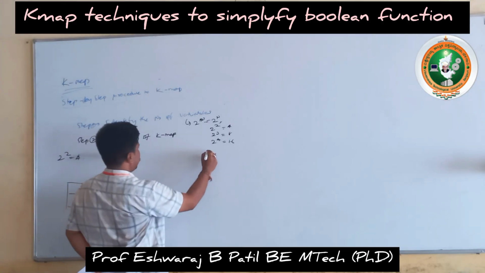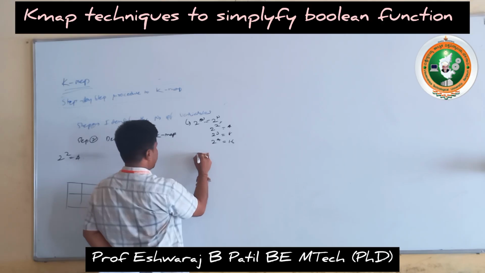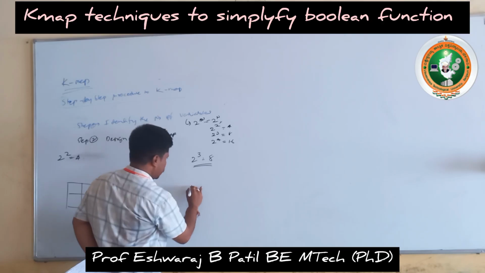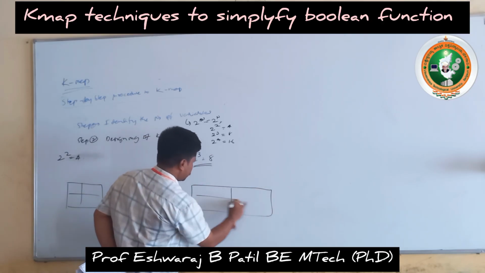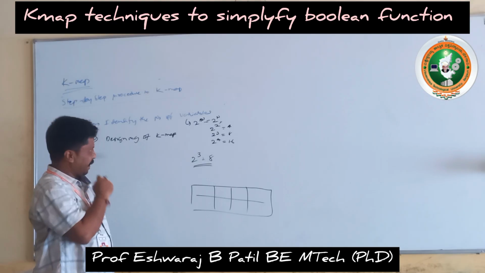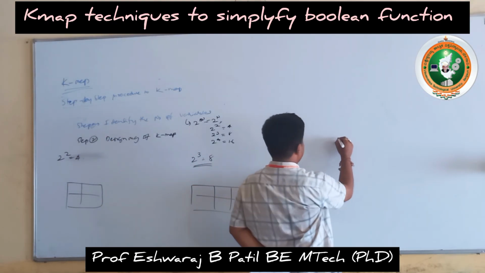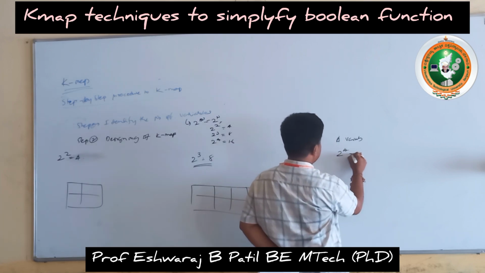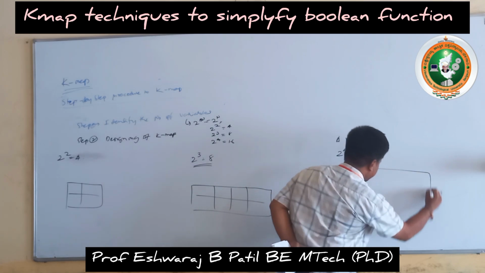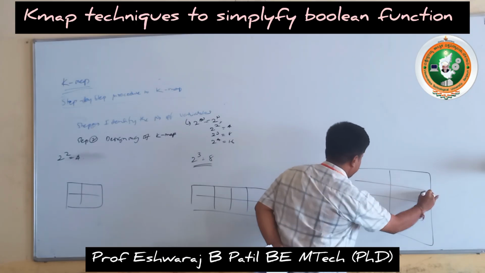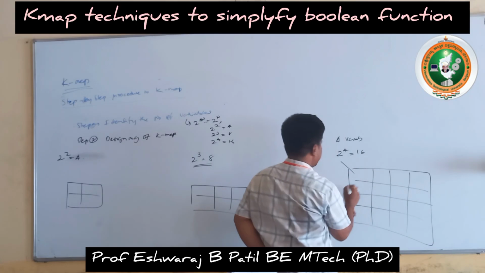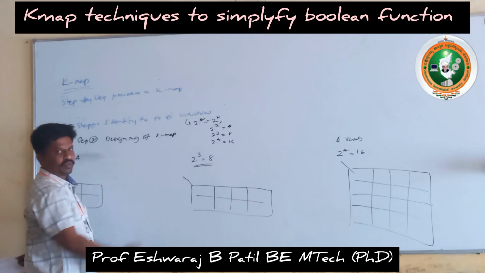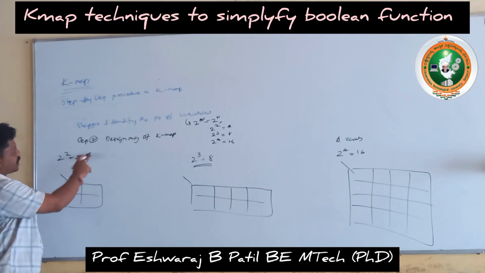If it is a 3 variables KMAP, then 2 to the power of 3, 8 cells of KMAP I need to design here. Similarly, if I have 4 variables in my Boolean function, then 2 to the power of 4, 16 cells of KMAP I need to design here. This is the 2 variables, 3 variables, 4 variables. This is the designing of the KMAP.